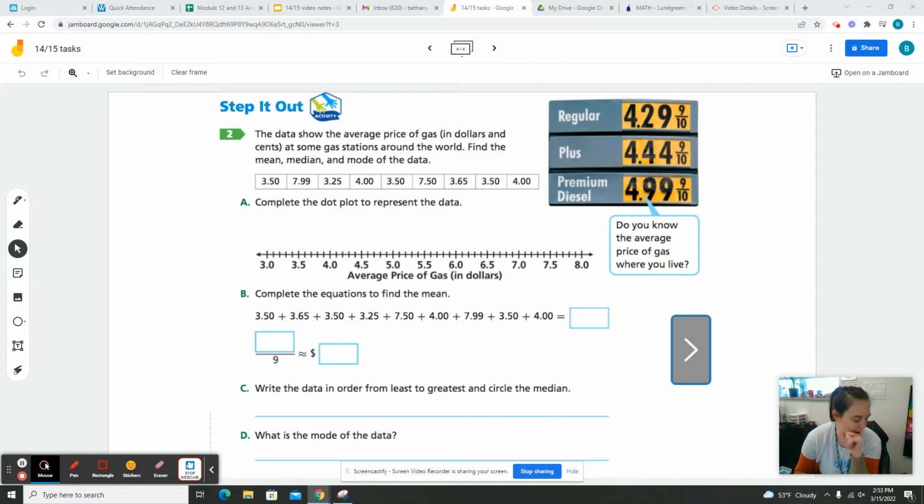Find the mean, median, and mode of the data. So we have these data points right here, and we are going to complete the dot plot for this first. For part A, we're going to complete the dot plot. So 3.5 is here. 7.99 is right next to the 8 right here. 3.25. And then 4. 3.5. Oh, another 3.5. So I'm going to put that dot above the other one.